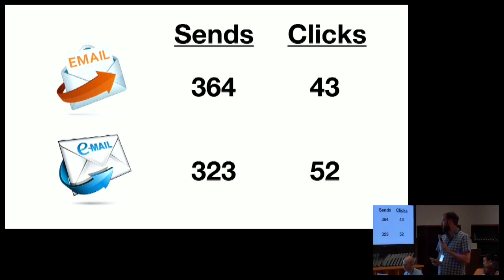So which one performed better? Well, it's pretty obvious that the second one performed better. We got more clicks with less sends. But is it statistically relevant? Like, should we say that we should always send this, whatnot?